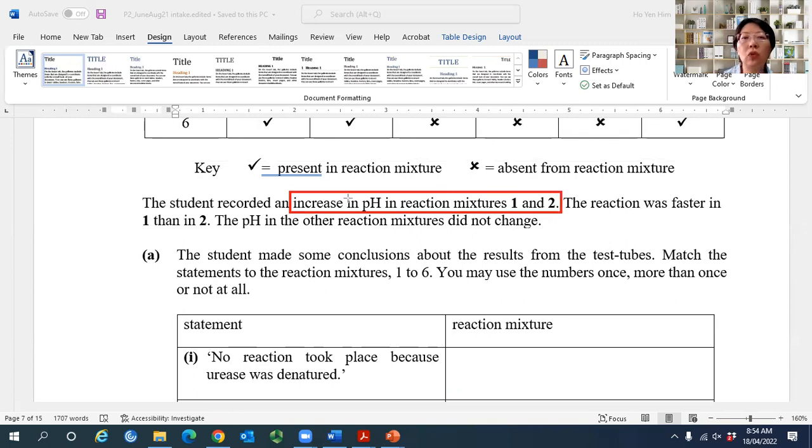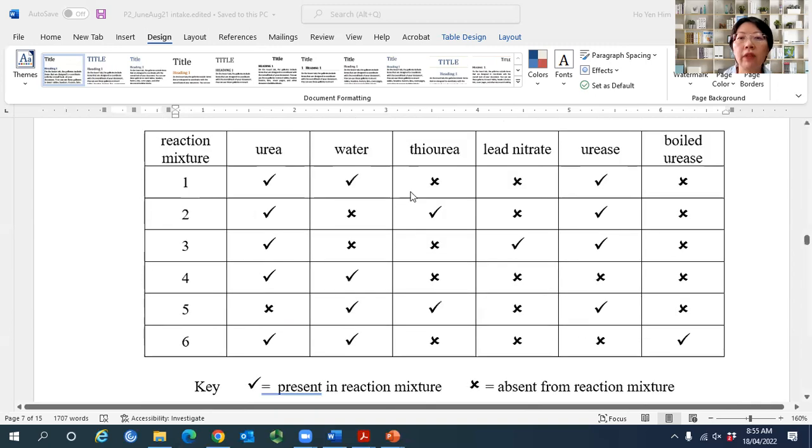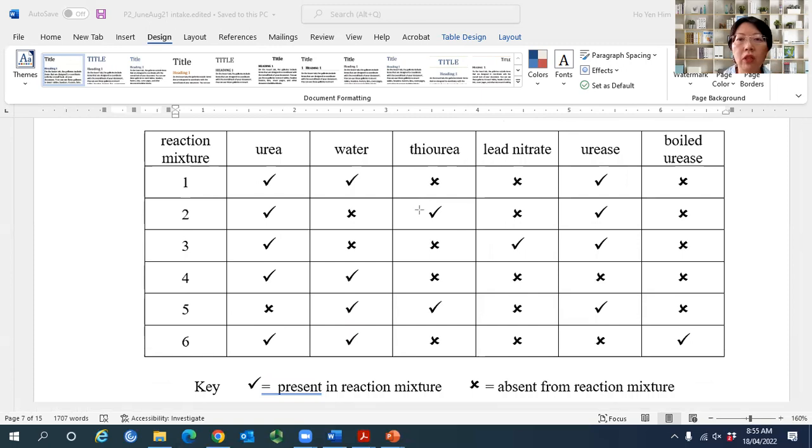So that means an increase in pH means there is a reaction, right? So which one has no reaction then? Because of inhibitors, there are two possible inhibitors, which are thiourea and lead nitrate. This one has no urea, so there's no reaction because there's no substrate. So this is not the answer. This one is also not the answer because there is a reaction. So the only possible answer is this one here. No reaction because lead nitrate is the inhibitor that inhibits the reaction.